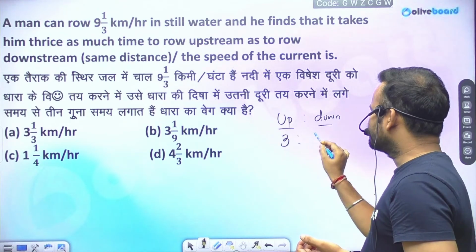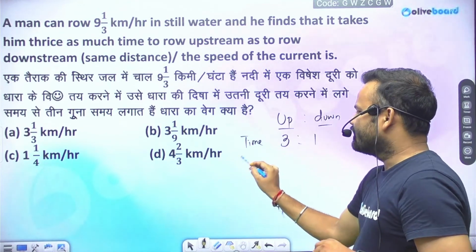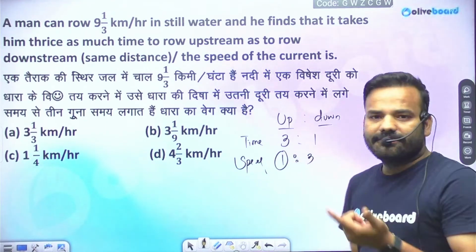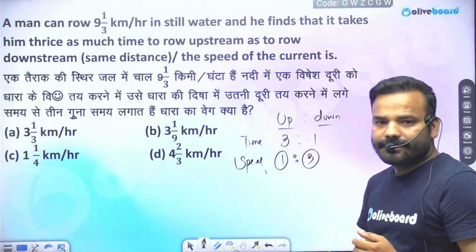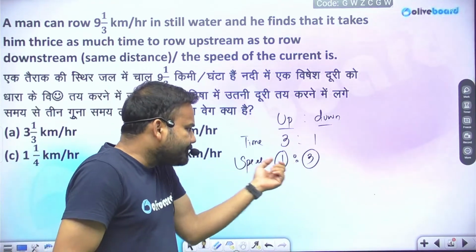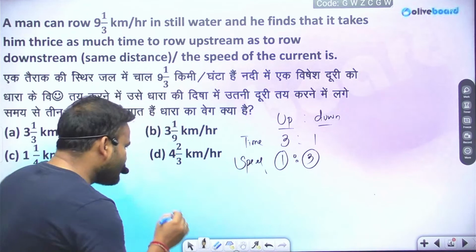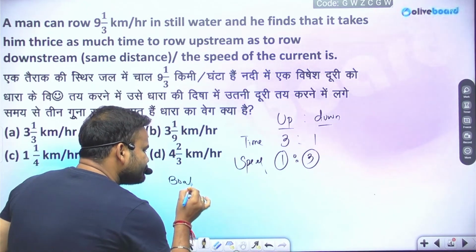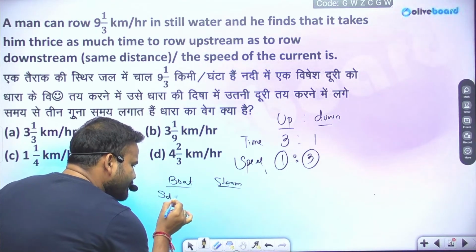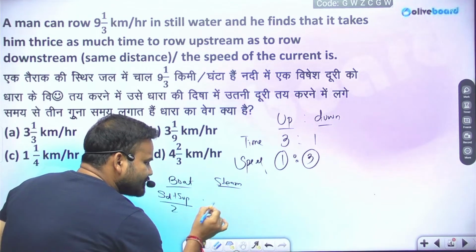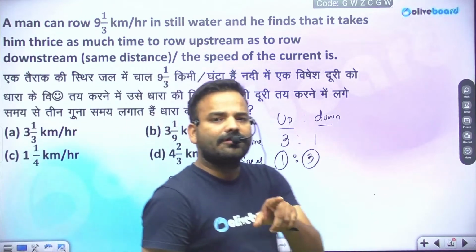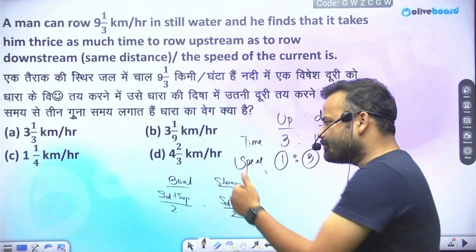So the ratio of time taken is 3 and 1. So comparatively, the ratio of speed will be 1 and 3. This is the speed of boat upstream, and this is the speed of boat downstream. So the moment the speed of boat downstream and upstream is given, I can now easily relate the speed of boat to that of stream. What is speed of boat? The speed of boat is speed downstream plus speed upstream by 2, and the stream is speed downstream minus speed upstream by 2. The moment we have the speed of boat downstream and upstream, we will be able to evaluate the speed of boat and that of stream.